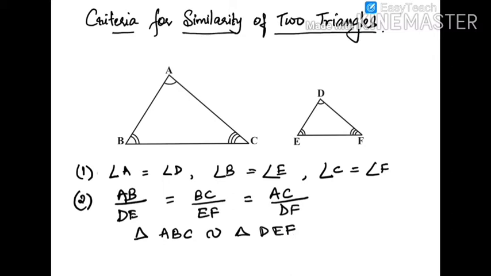So according to this basic definition, there are 6 parts in these two triangles that are having an equality relation. 3 parts are angles and the other 3 parts are the ratio of corresponding sides. So do we need to have all 6 parts satisfying the equality relation for two triangles to be similar? That is what we are going to answer in today's video lesson.